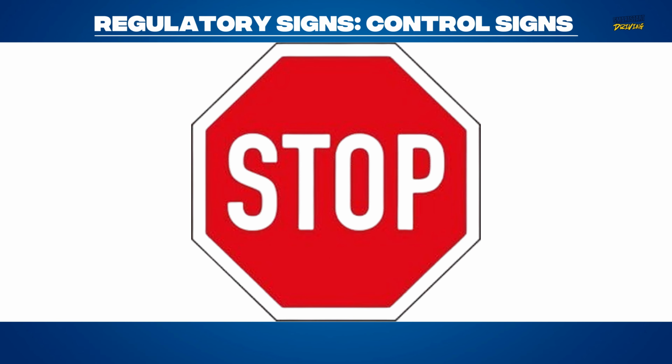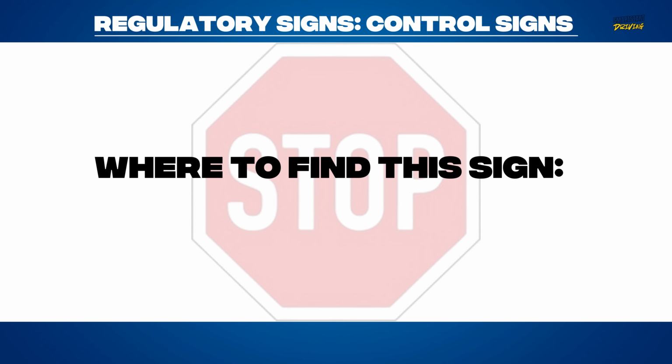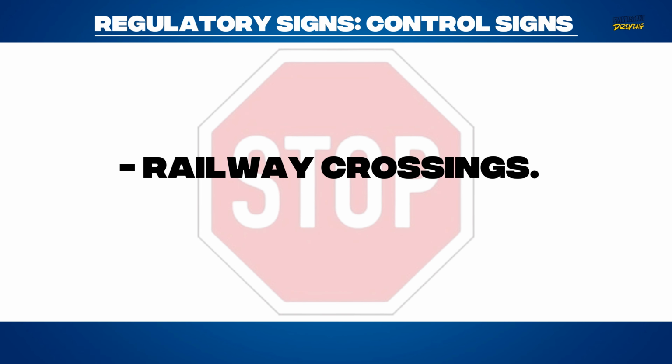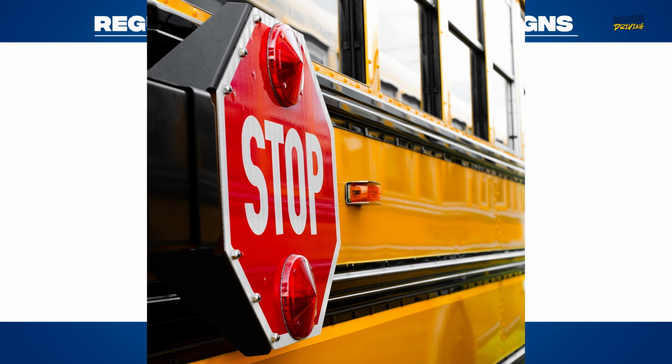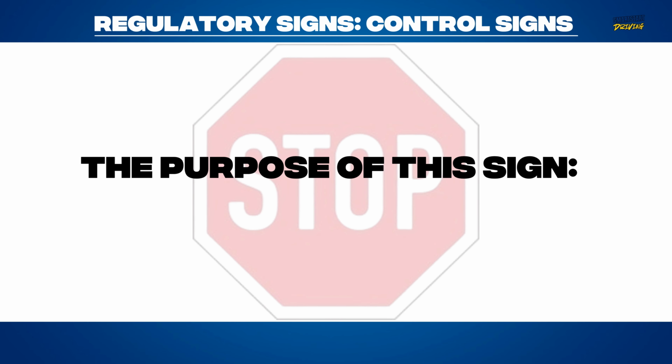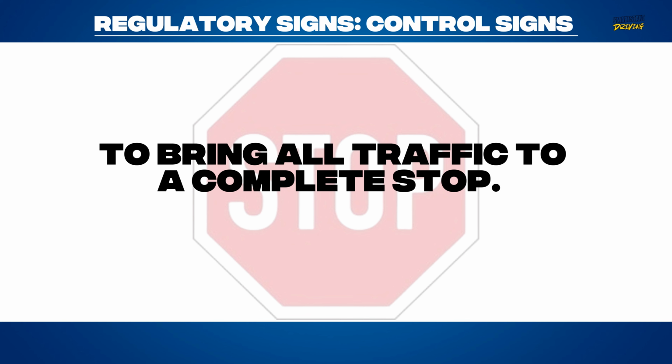This is a stop sign. Where to find this sign? Intersections, railway crossings, school patrols. The purpose of this sign is to bring all traffic to a complete stop.